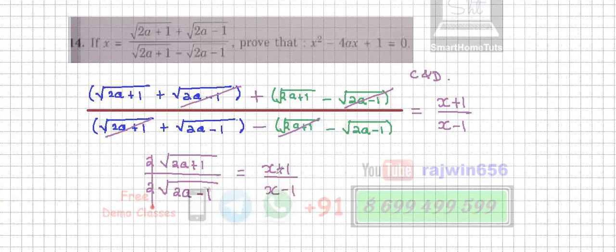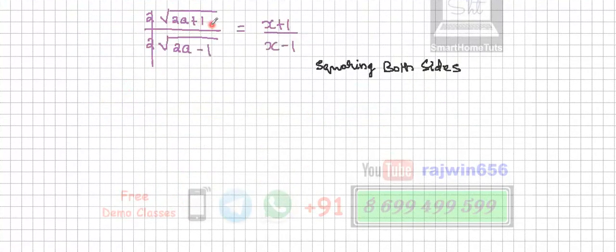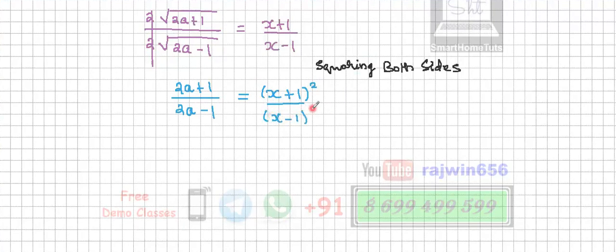This 2 is outside, so you can cancel this. Root sign is there. So the next step is going to be squaring both the sides. So this root will go away on squaring both the sides. So this is going to become 2a plus 1 upon 2a minus 1. This is equal to x plus 1 the whole square upon x minus 1 the whole square.